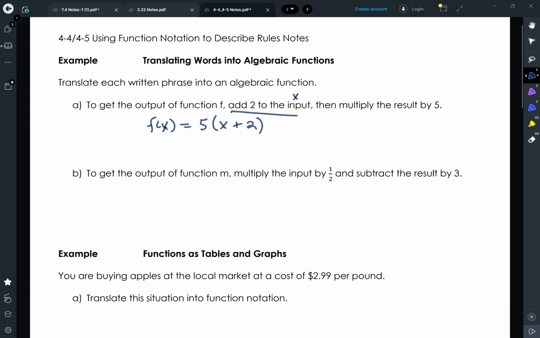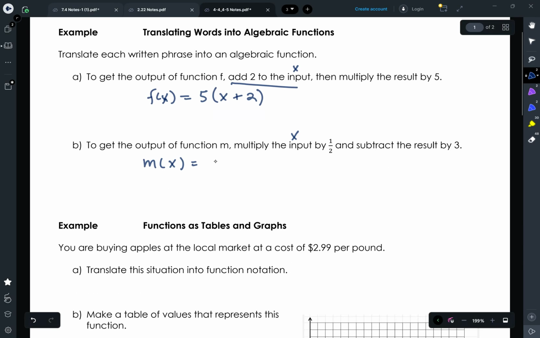The second one says to get the output of the function m, so that means m of x equals, multiply the input by 1/2 and subtract 3 from the result. So if I take my input, my x, and multiply by 1/2, that's going to be 1/2 x. It says take that and subtract 3.